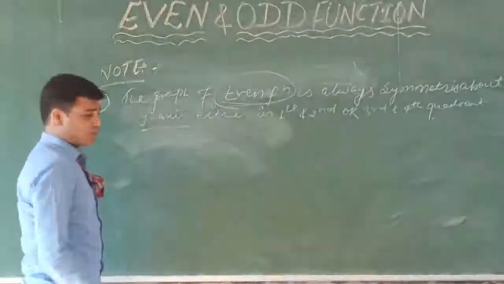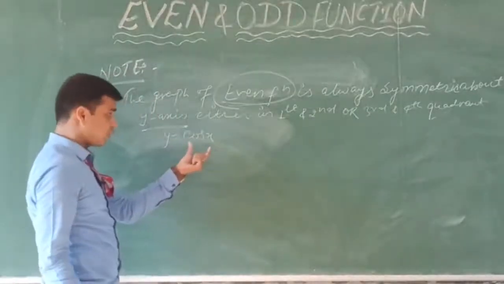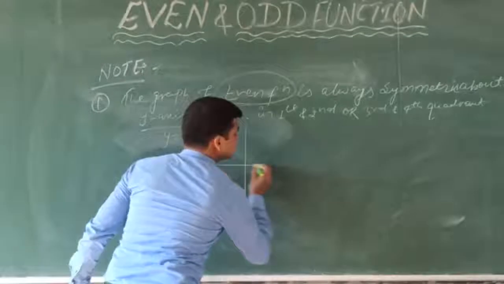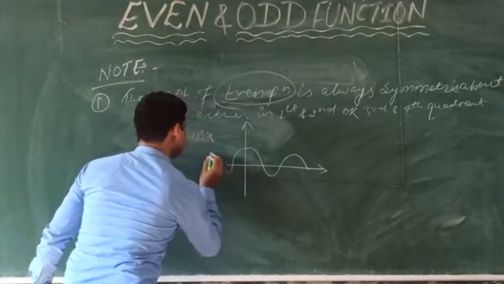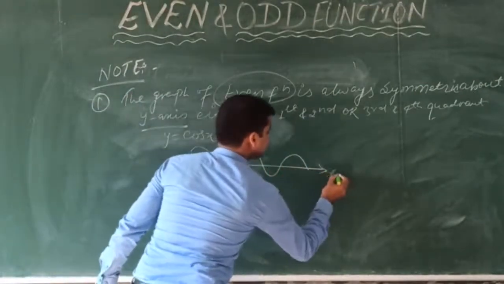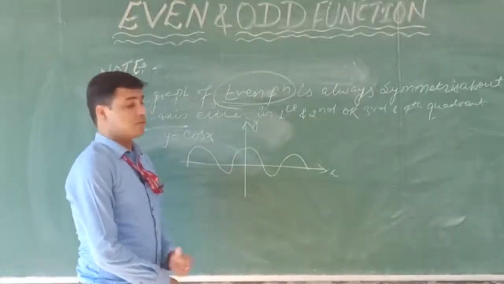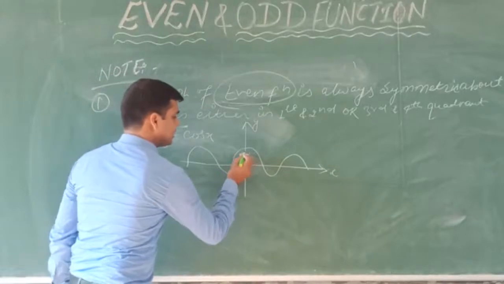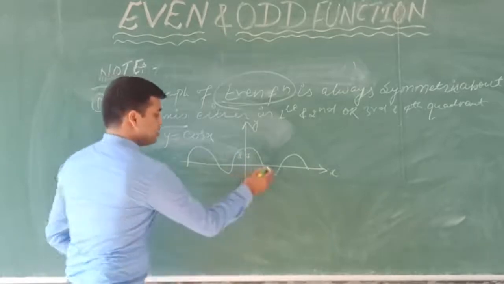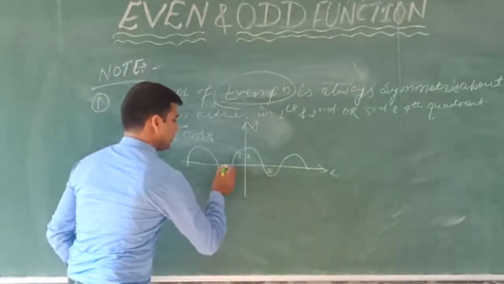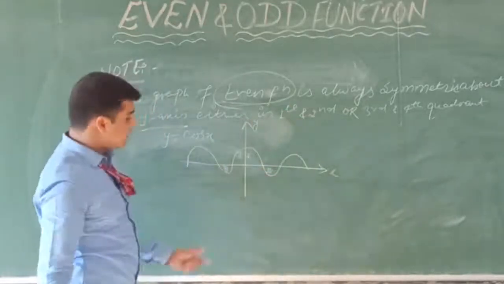Okay, now see this, what is the meaning of this? We know that y equals cos x is an even function. So I am going to draw the graph of cos x, and you can see this is symmetric about the y axis. This is the x axis, this is the y axis, this is the graph of cos x. You can observe this graph is symmetric about the y axis. This one is the first quadrant, this one is the second quadrant. So the graph is symmetric about the y axis either in first and second. This one is the fourth and this one is the third. So this graph is symmetric about the y axis either in third and fourth. Okay, so I hope you are getting this.